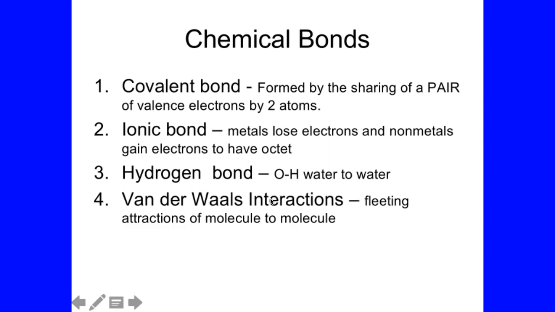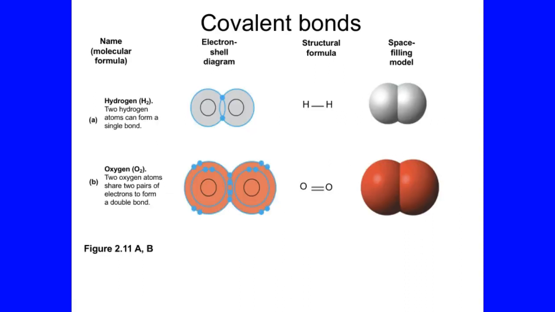And the weakest of all the bonds is going to be van der Waals interactions. This is just the fleeting attractions of molecule to molecule. I like to think of this one as static electricity. Kind of like when you get a balloon and you rub it really fast against your hair and then pull it off just a little bit, and you can actually see that static attractiveness from your hair to the balloon. That's kind of how I like to think of van der Waals interactions. They're extremely weak.